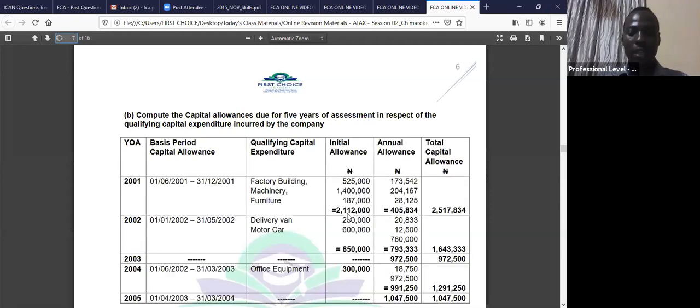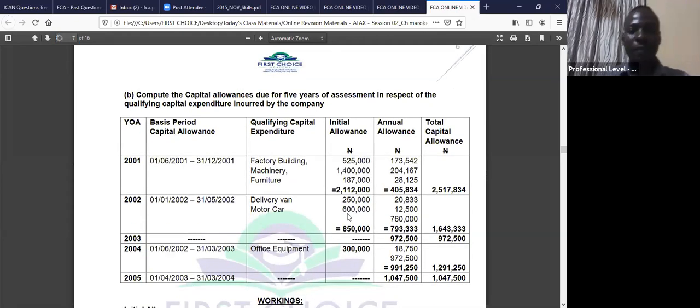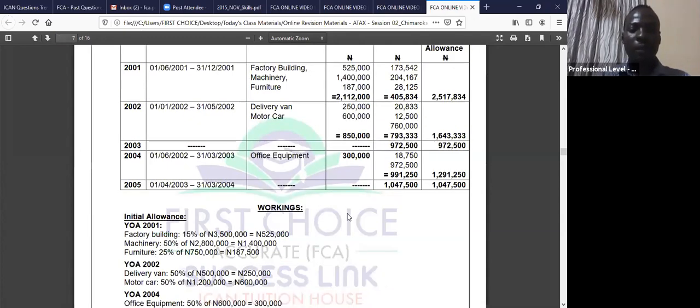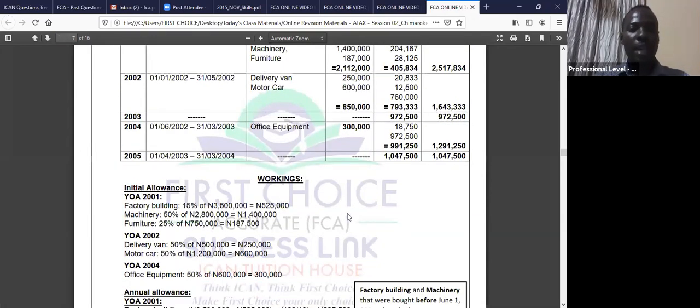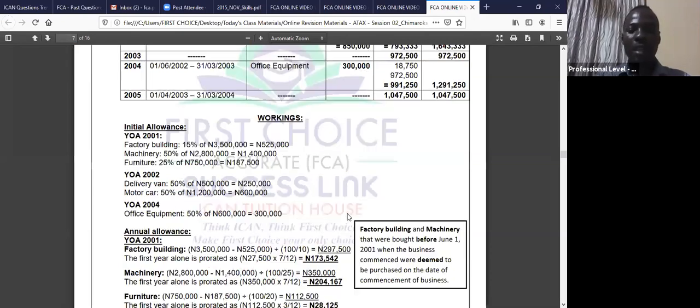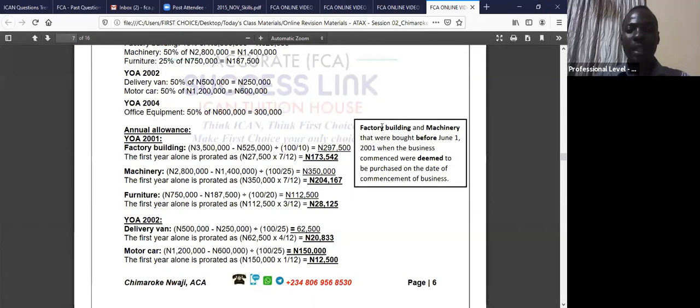Okay, now, how do we do our annual allowance? If you look at the annual allowance, you find out that there's a note here. Factory, building, and machinery that were bought before June 1, when the business commenced, were deemed to be purchased on the date of commencement of business. So the date of commencement of business is June 1. So that's when we assume that they were bought. So take note of that fine point.